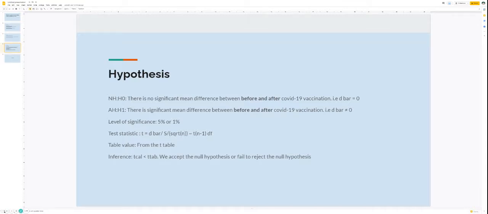The table value is the value which we find from the t table. Finally, the inference: t calculated is nothing but the test statistic value. If it is less than the table value, then we accept the null hypothesis, or the inference is that we fail to reject the null hypothesis. And if t calculated is greater than t tabulated, then we accept the alternative hypothesis. That will be the inference.